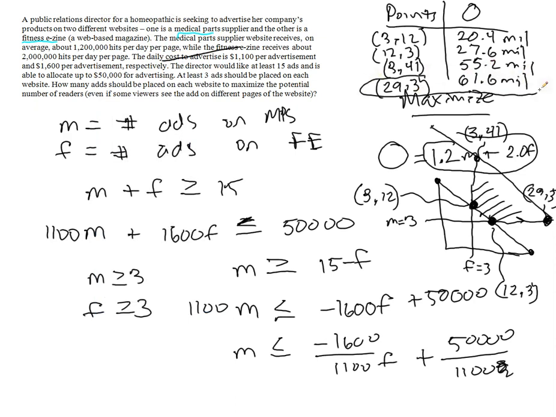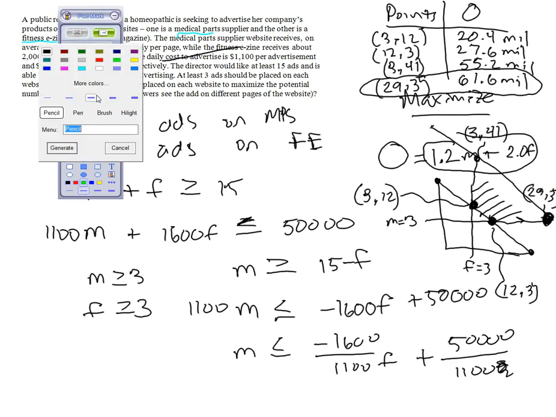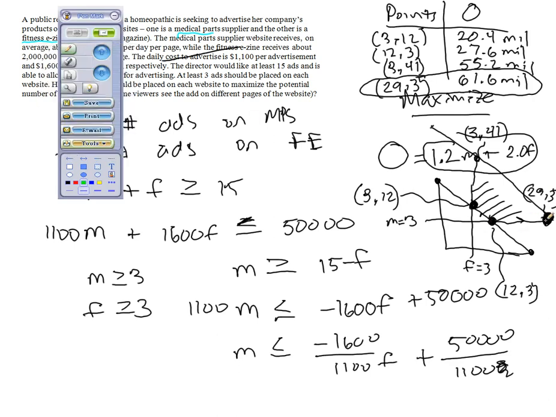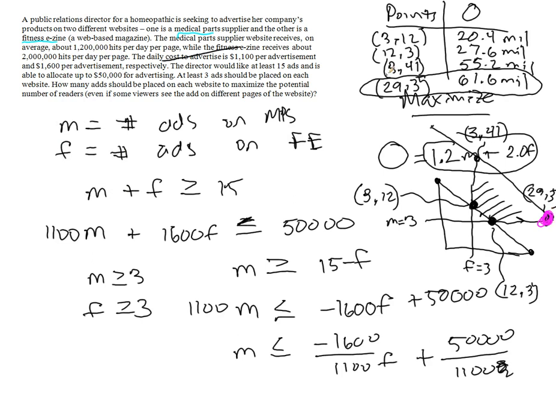So we're probably going to select this strategy. Get 29 over to the fitness website, and only 3 over to the medical supplier website. So we're looking at this ordered pair right here as being our winner. This guy produces the highest number of viewers, and so that's what we want to go with.